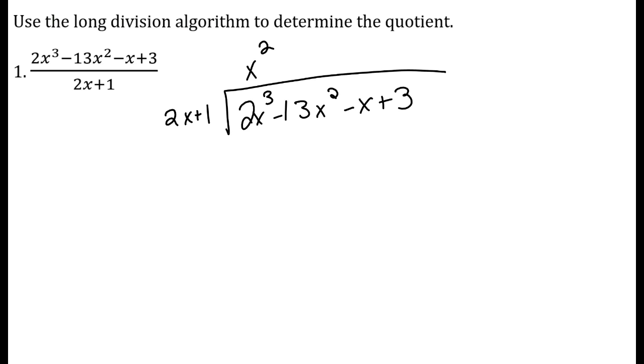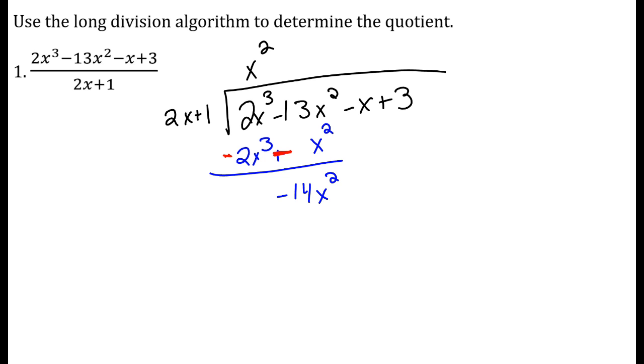Now we go through and multiply. X squared times the whole divisor. X squared times 2x gives me 2x cubed. X squared times 1 gives me plus x squared. The next step in the long division algorithm is to subtract. The way that we subtract is we change everyone's sign. So instead of a positive 1, that is now a negative 1. 2x squared minus 2x squared is 0. Minus 13x squared minus x squared is minus 14x squared.